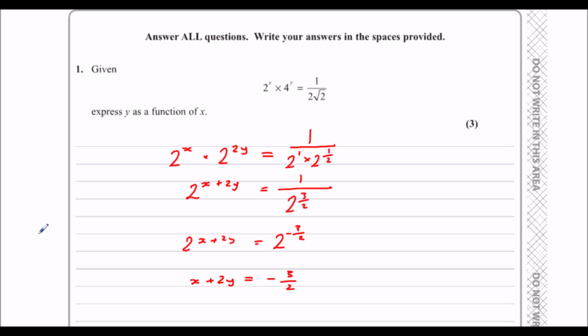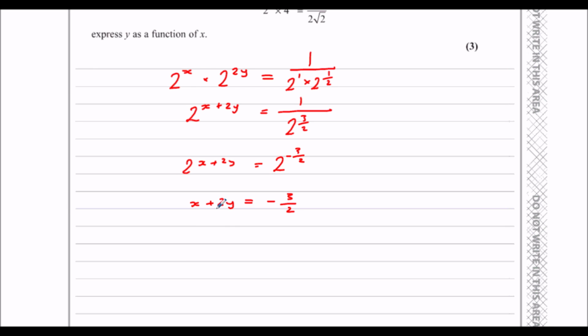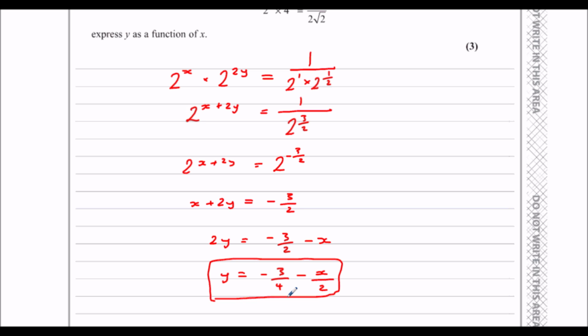We need to get y by itself. So we will take x away from both sides, and then halve everything. So divide everything by 2. So that would be negative 3/4 minus x over 2. And there we have our answer. y is a function of x.